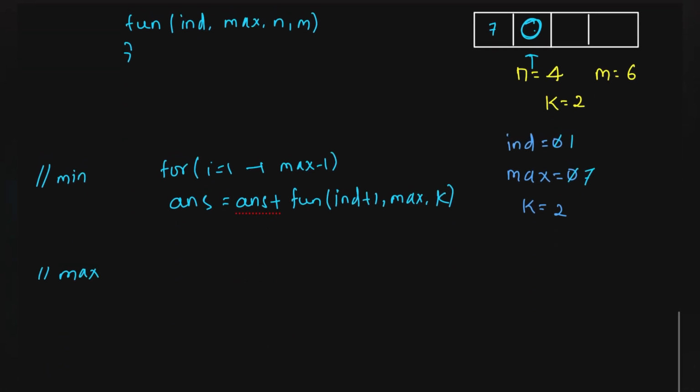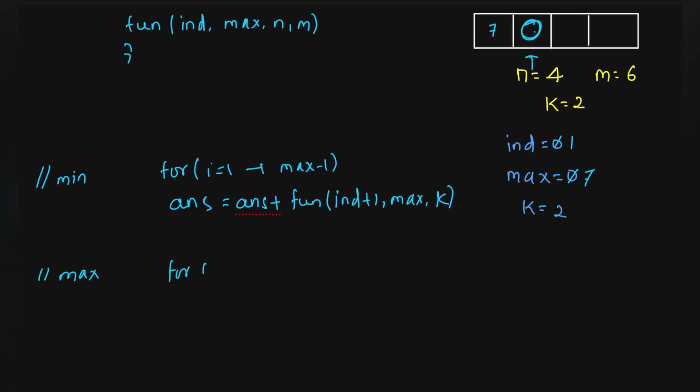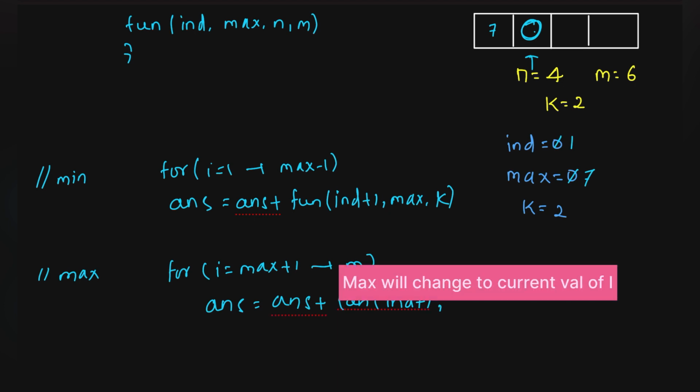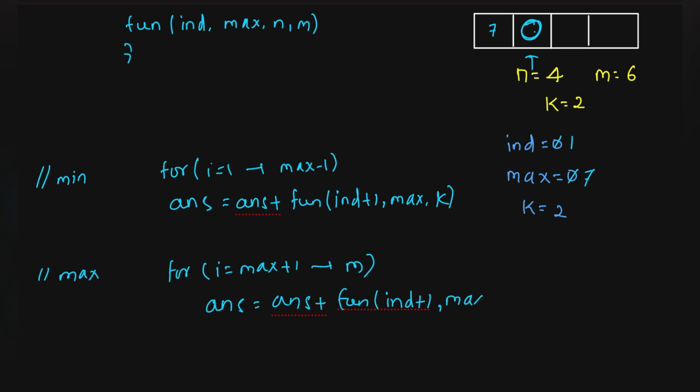So again simply we will run a loop, that is for i equals max plus 1 till m we can go. And again what I will do is answer is equal to answer plus function. Now again I'm inserting the element, so my index will move ahead. Now will my max change? Yes, it might change or might not change. So I'll simply keep the max as it is, because recursion will take care of itself. My recursion will take care of itself.